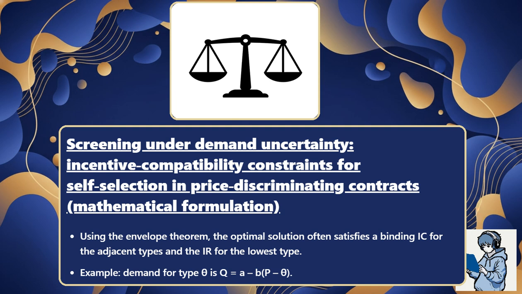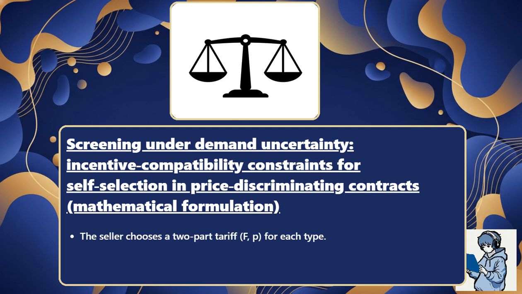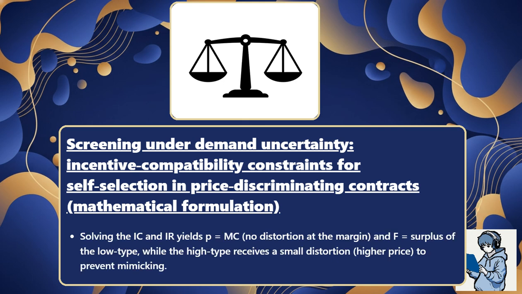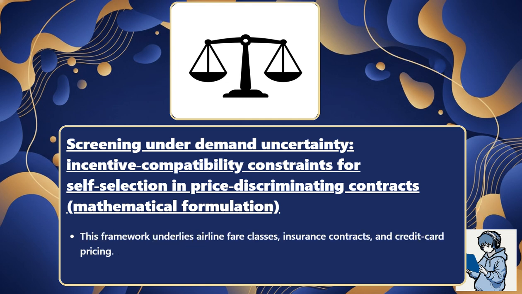Example, demand for type theta is Q equals a minus B times (P minus theta). The seller chooses a two-part tariff F and P for each type. Solving the incentive compatibility and individual rationality yields P equals MC, no distortion at the margin, and F equals the surplus of the low type, while the high type receives a small distortion, a higher price to prevent mimicking. This framework underlies airline fare classes, insurance contracts, and credit card pricing.